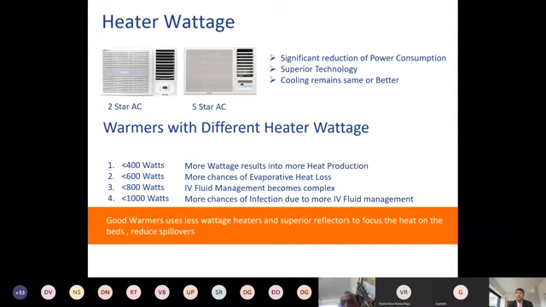Similarly, when you are buying a warmer, there are different options available in the market. Some are less than 400 watts, some are less than 600 watts, some are less than 800, and some are less than 1000 watts. This is a parameter that we need to look at when we decide on a warmer, depending on the type of care that we want to give.